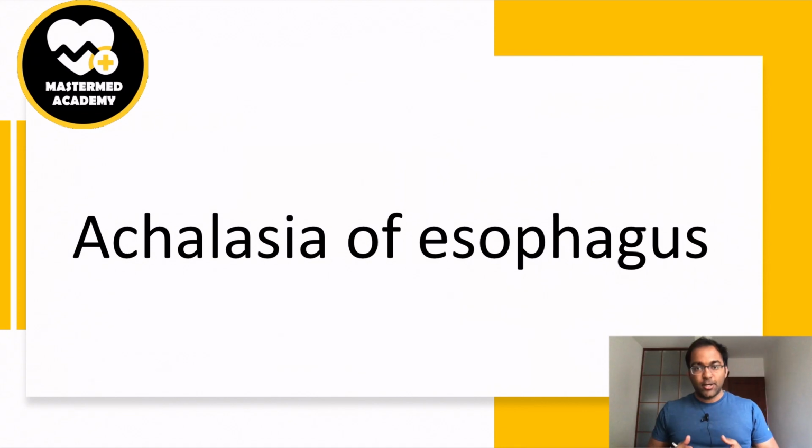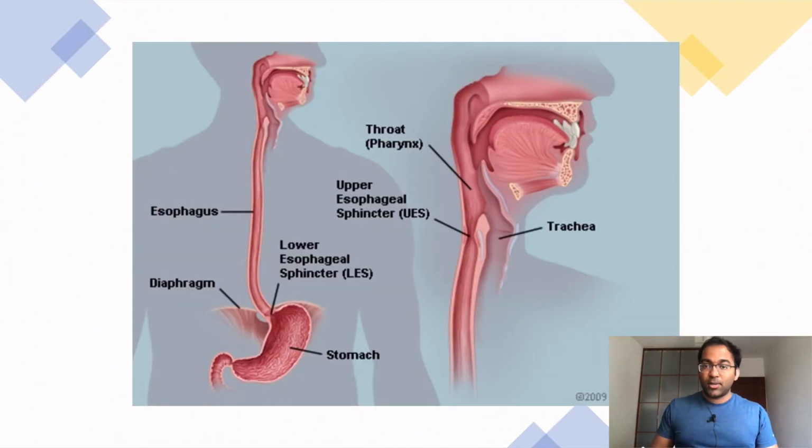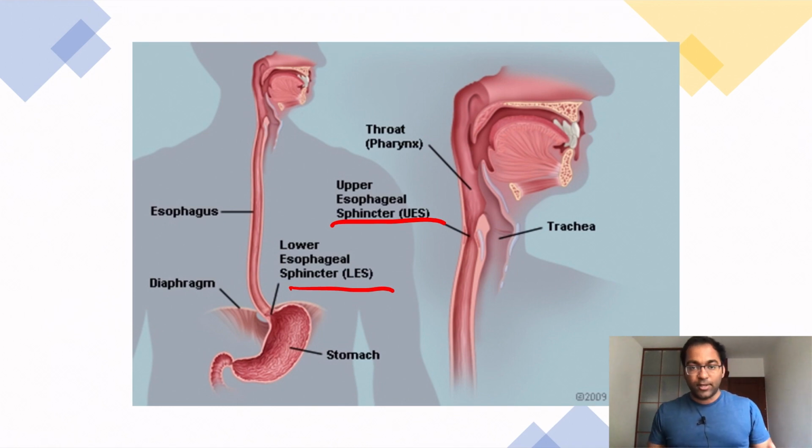Today we're going to be talking about achalasia of esophagus. Now this is the picture of normal anatomy of esophagus, and here I would like you guys to just know two things: that we have an upper esophageal sphincter, UES, and we have a lower esophageal sphincter, and in achalasia we have a problem with the lower esophageal sphincter.